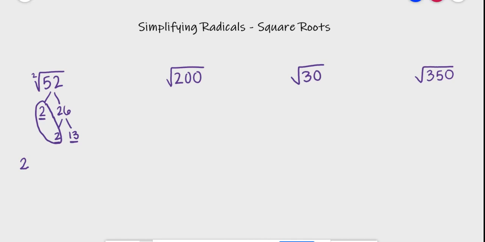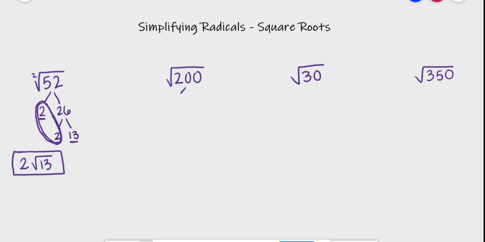So it's just going to be 2 because it represents the group of 2's. And then 13 does not have a pair, so it has to stay underneath the radical. And so 2 square root 13 would be our final answer.